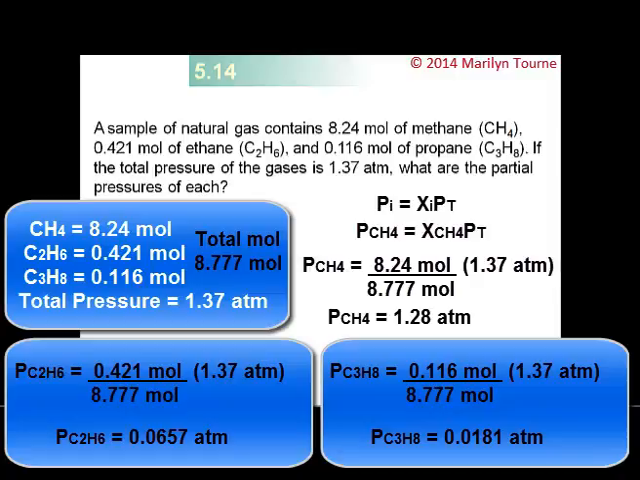A good way to check if your answer is correct is to add up all of the partial pressures. They should all add up to the total pressure that they gave you. So basically, if you add the 1.28, the partial pressure of ethane and propane together, it should add up to 1.37 atm, which it does.